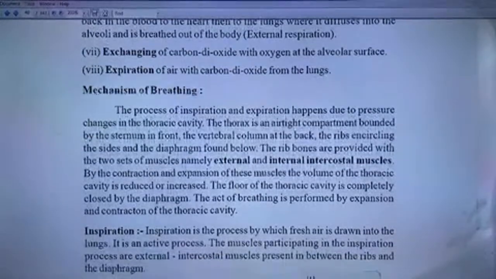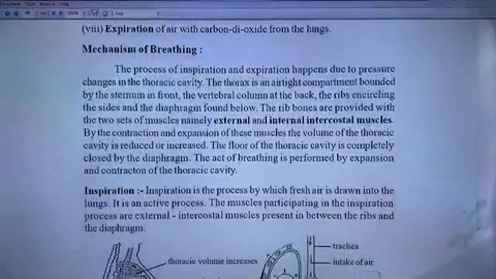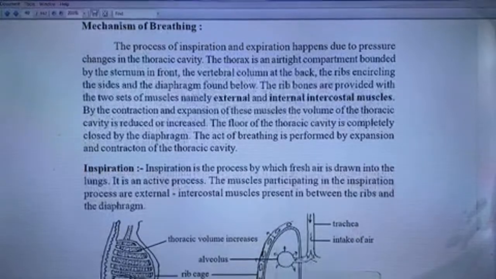Mechanism of breathing. The process of inspiration and expiration happens due to pressure changes in the thoracic cavity. The thorax is an airtight compartment bounded by the sternum in front, the vertebral column at the back, the ribs encircling the sides, and the diaphragm found below.